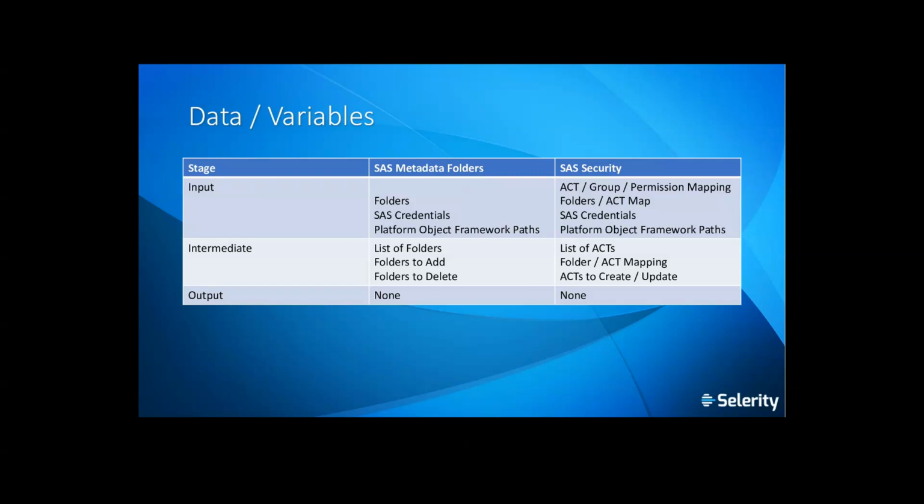In our intermediate stages, so this is actually where we're processing stuff, we're going to need a list of folders, list of ACTs, folders to add, folders to delete. Once again, we're going to need that folder and ACT mapping, and we're also going to need to know what ACTs to create and what ACTs to update. When we're looking at our output data, there's actually no output data requirements in this.